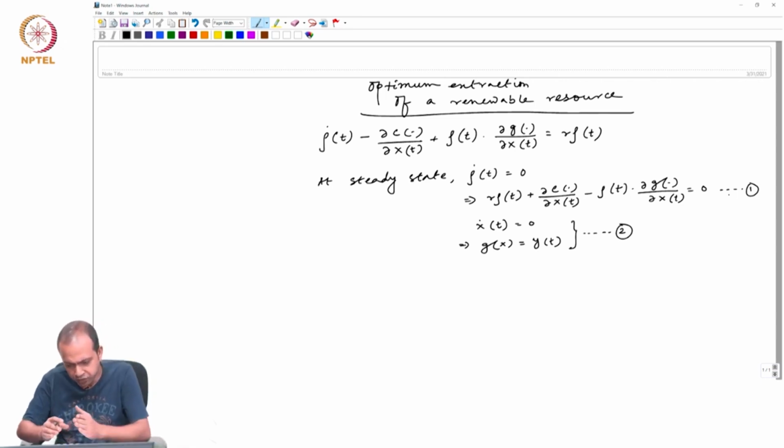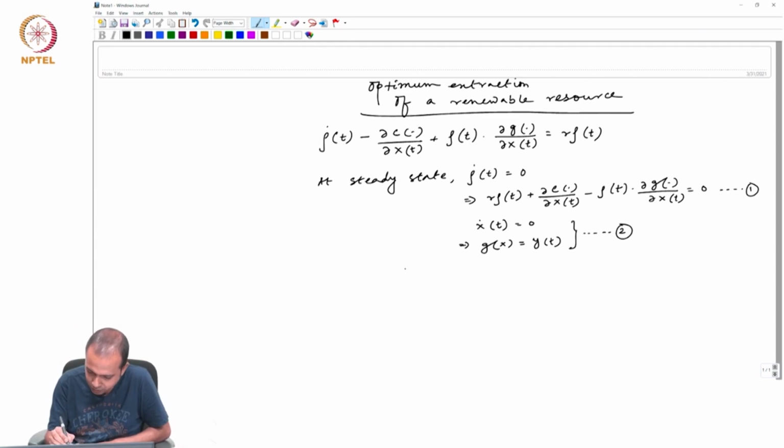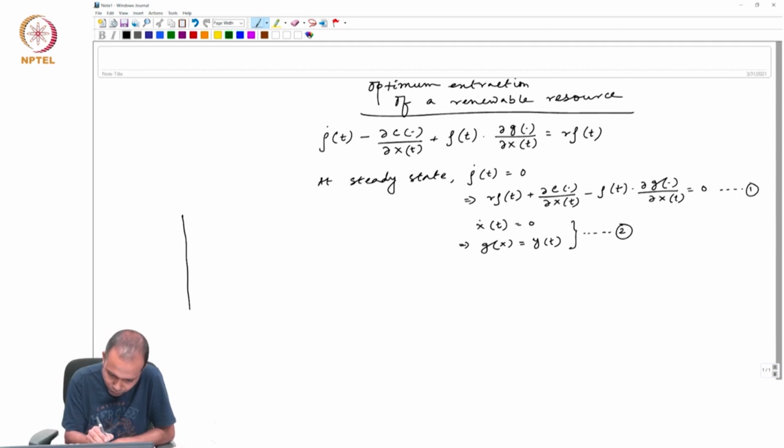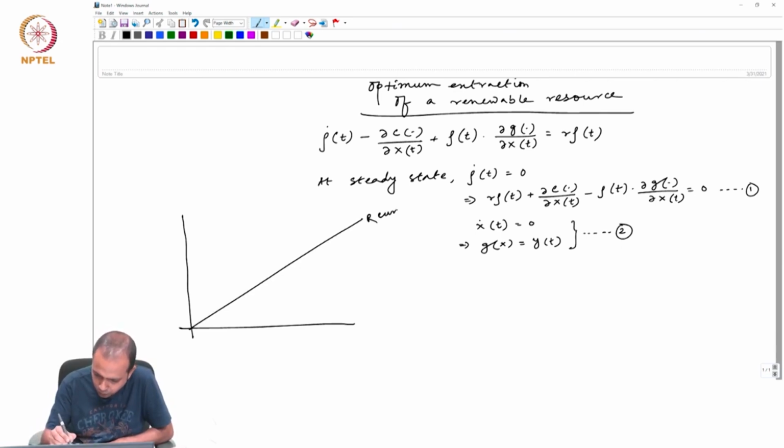Now, from these steady state conditions, today we are going to introduce another concept which is called catch locus. We will introduce catch locus with a simple diagram. Let us say that this is the revenue curve, the R curve, the revenue that you will generate by catching fish.